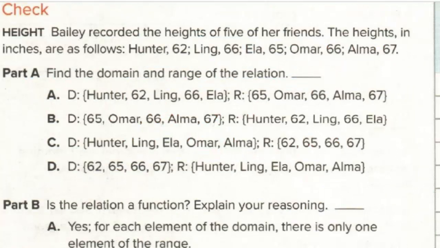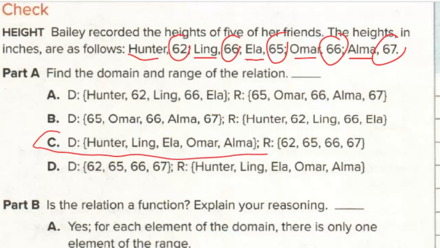For this one, we're talking about height. Bailey recorded the heights of 5 of her friends. The heights in inches are as follows. We got Hunter 62, Ling 66, Ella 65, Omar 66, and Alma 67. Find the domain and the range of the relation. Well, the domain is going to be the people, so we've got 1, 2, 3, 4, 5 people. And the range is going to be the heights that match them. So we've got 1, 2, 3, 4, 5 heights. And the only one that appears to have that is choice C here.